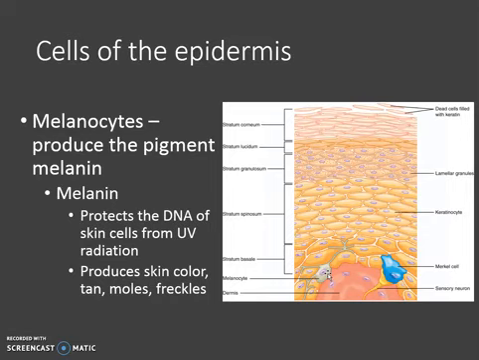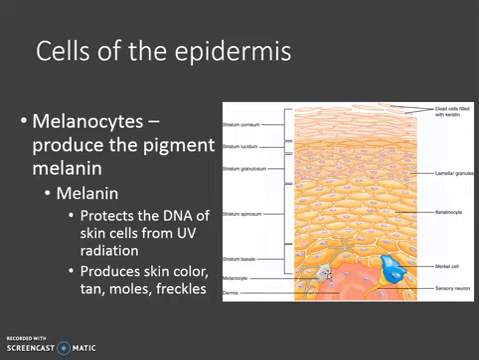So people that have darker skin have more melanin, and they're less likely to get skin cancer. That's because they have more protection from UV radiation. Whereas people with lighter skin have less melanin and they have less protection and are therefore more likely to get skin cancer.